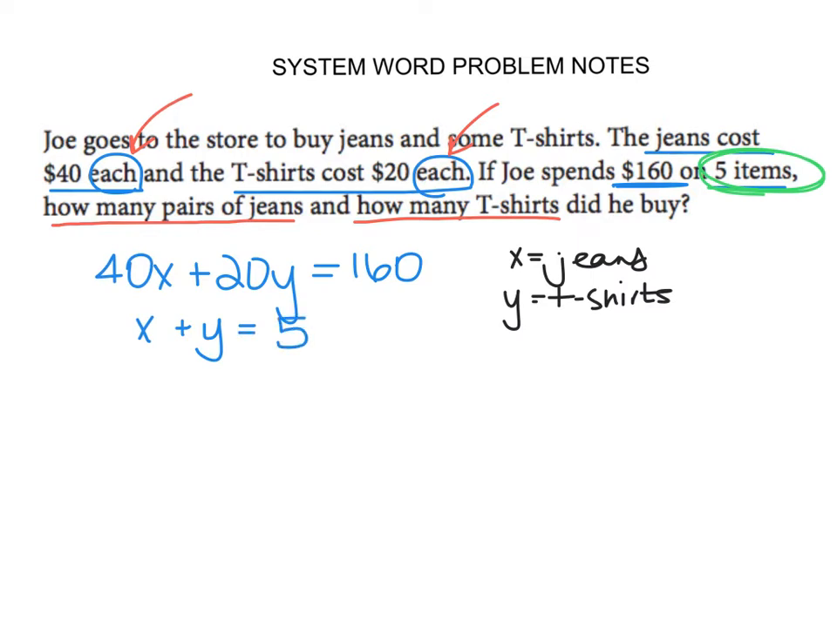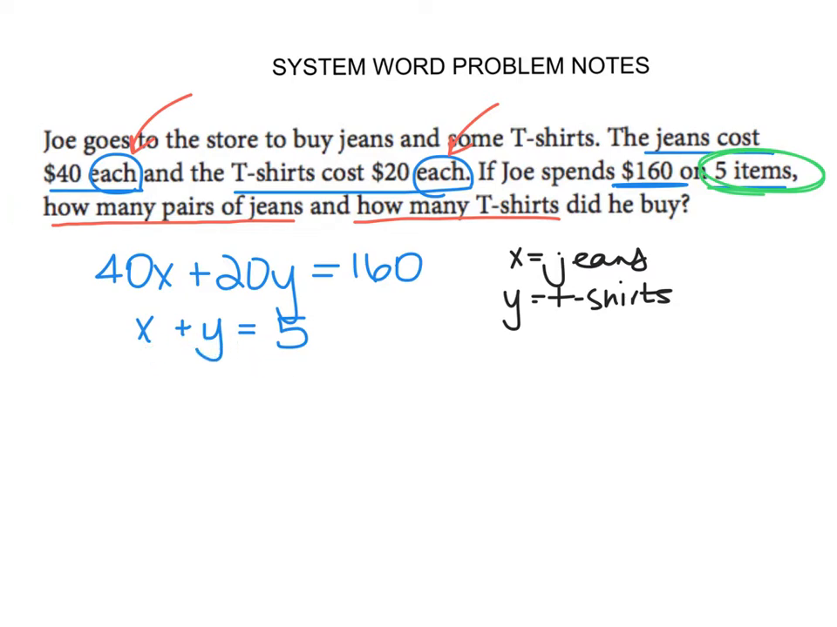And when Joe leaves the store, he's going to have 5 things total in his bag. So the first equation, if you want to take an extra note for yourself, notice, is all talking about money. $40, $20, $160. The second equation is only talking about actual physical items. It has nothing to do with money. It's just saying the physical number of jeans plus the physical number of t-shirts equals 5.